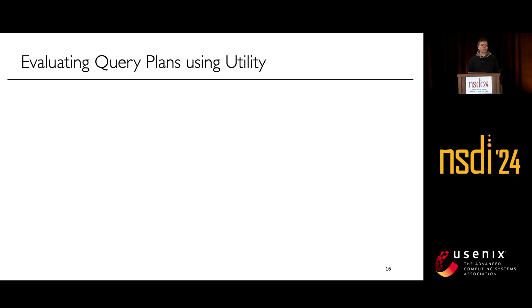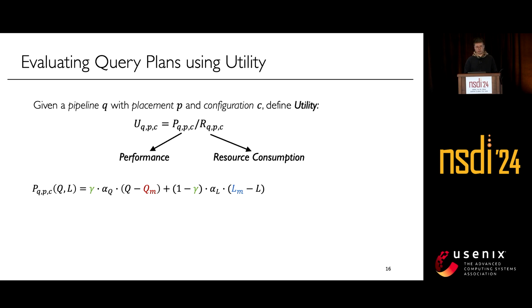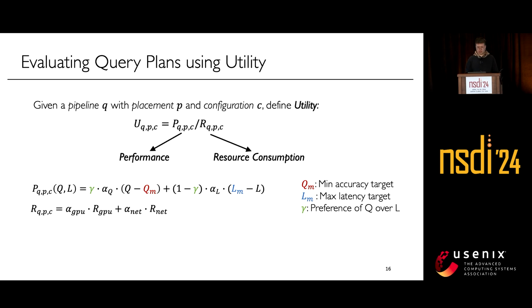The first question Vulcan needs to address is how do we determine one query plan is strictly better than another? In Vulcan, we leverage utility function to evaluate different query plans. Given a pipeline with a placement choice and a set of configuration knobs, we define our utility function to be the ratio of the query performance to its resource consumption across the edge. Here, the performance component encodes the accuracy and latency target, whereas the resource component combines the network and compute resource consumption. Under this definition, the optimal query plan is then the one with the highest utility in the entire search space.